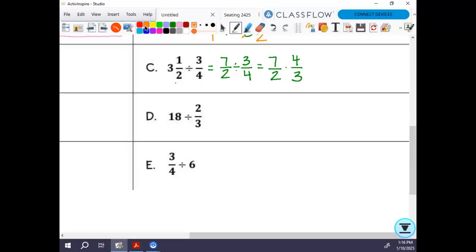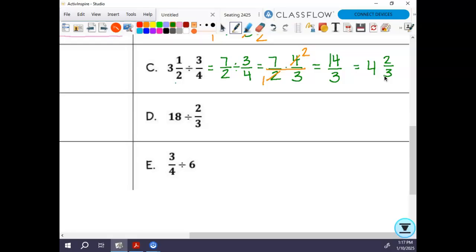Can I reduce this? Yes. Do I have to? No, but it always makes your life easier. So the 7 doesn't reduce with anything, but the 2 can reduce with the 4. Then I multiply straight across and get 14/3, which is an acceptable answer. Most likely would be what your teacher would want, but just in case it's not, let's make sure we know what to do. How many times does 3 go into 14? 4 times. Okay, 3 times 4 is 12, so that's 2 left over, so I get 4 2/3.